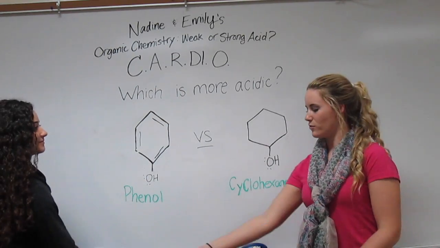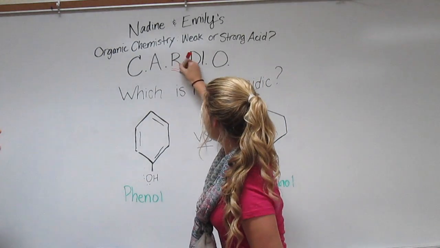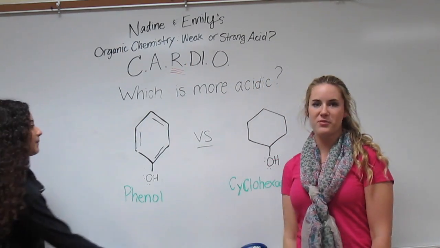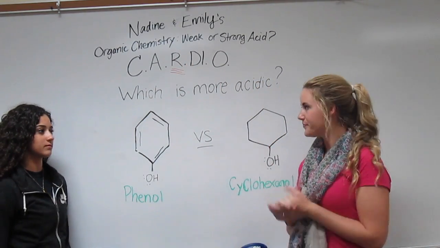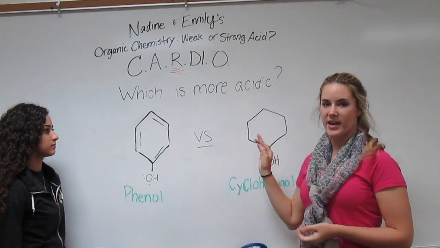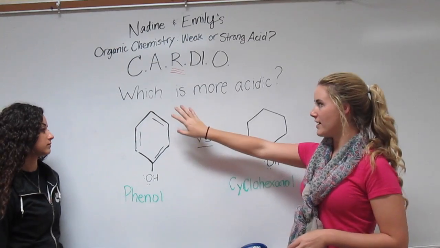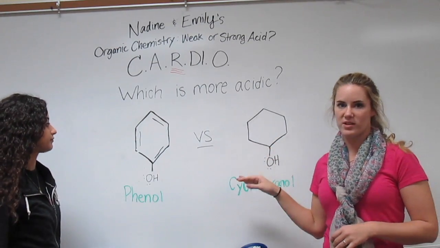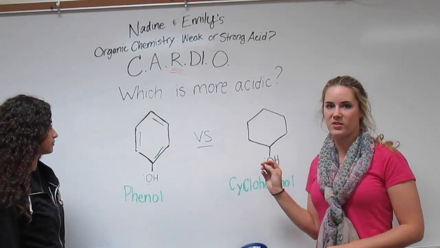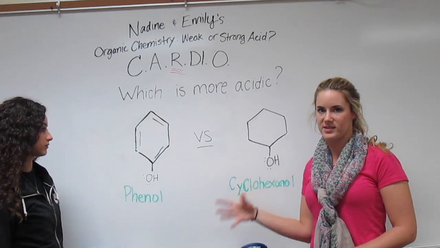Alright, so this rule follows R, which stands for resonance in CARDIO. This is when you have to compare between two structures. We're asking which one of these structures is more acidic, and we're going to determine that based on which one has more resonance stability.